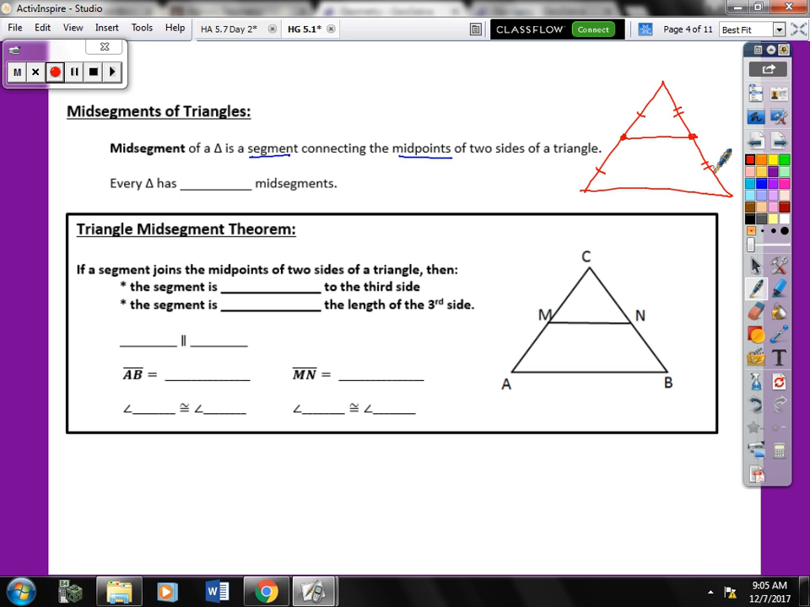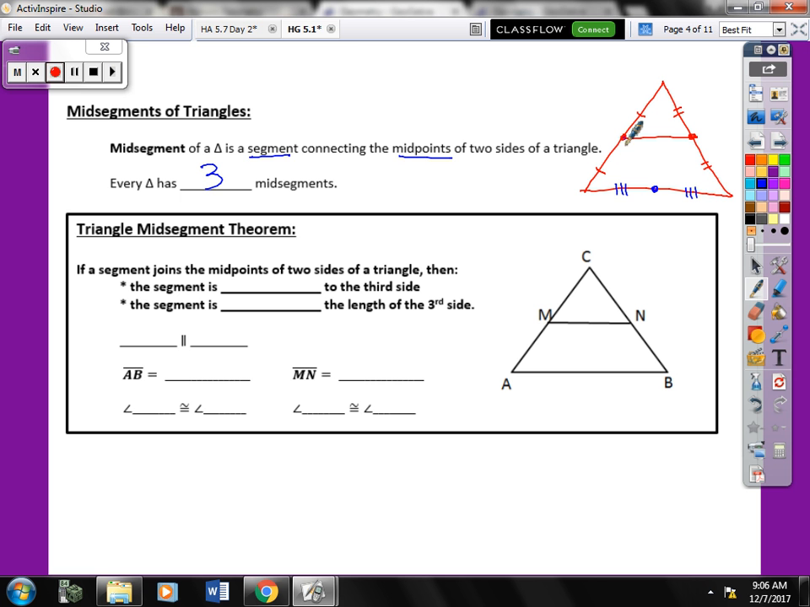Technically, you should have markings showing it's a midsegment. This is the midpoint. So that's one midsegment. How many midsegments do you think would be possible in every triangle? This is one. Right? 3. 3, very good.